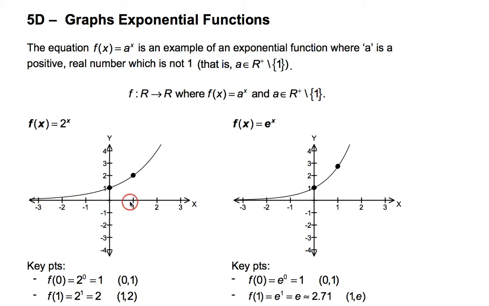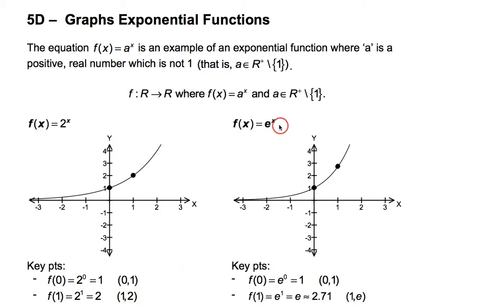And let's look at a couple of these key points. When x is equal to 0, we substitute 0 into the rule, so we'll get 2 to the power of 0. Anything raised to the power of 0 is equal to 1, so we get the position 0, 1, and that's shown just through here. Likewise, if we substitute x equaling 1 into the rule, we'll get 2 to the power of 1. 2 to the power of 1 is equal to 2, and so we come up with the position 1, 2. You can see that being the case here in that second line.